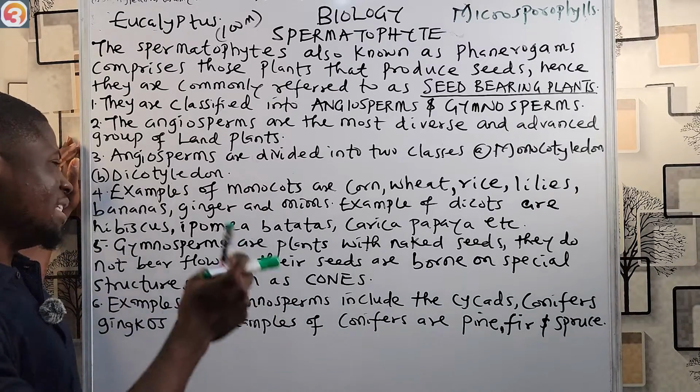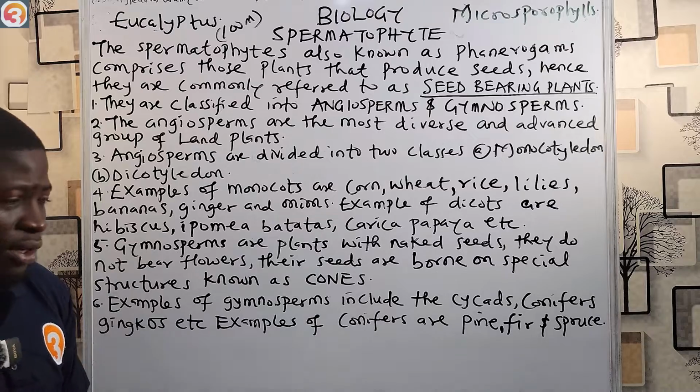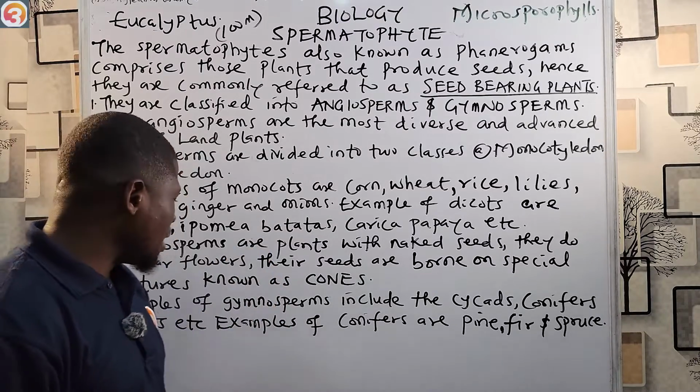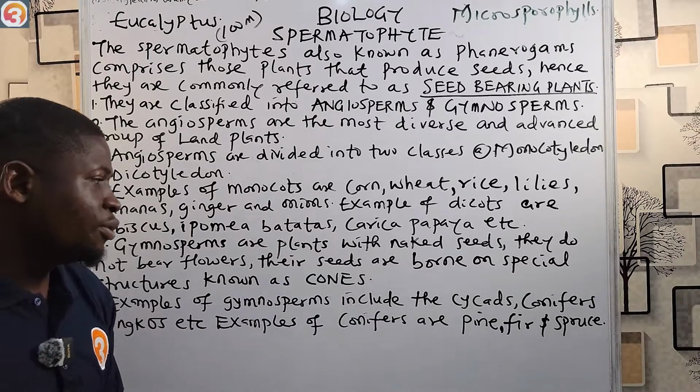So that is what happens in the gymnosperm. They are plants with naked seeds, and they do not bear flowers. Their seeds are borne on special structures that we call cones. Now, examples of gymnosperms include the cycads.